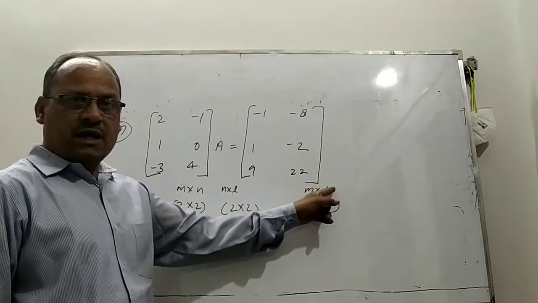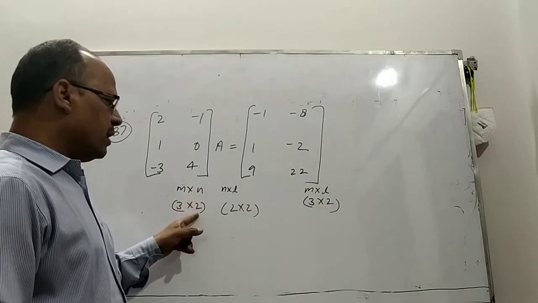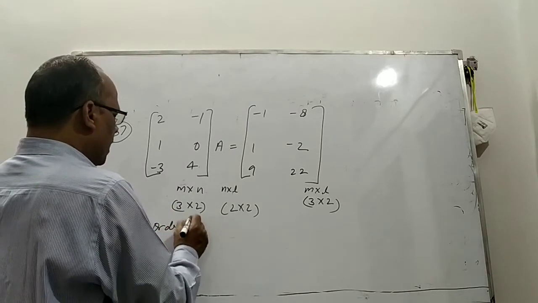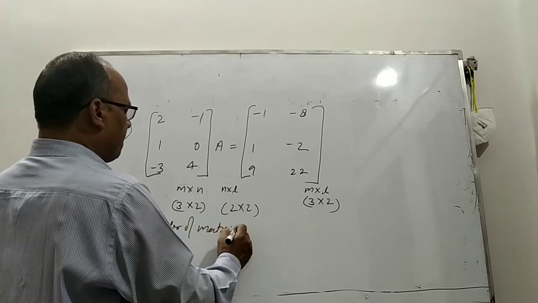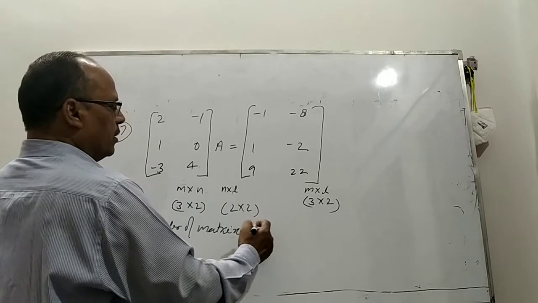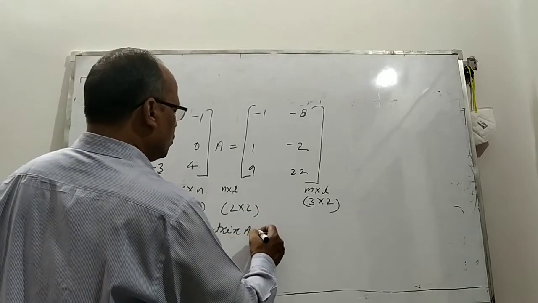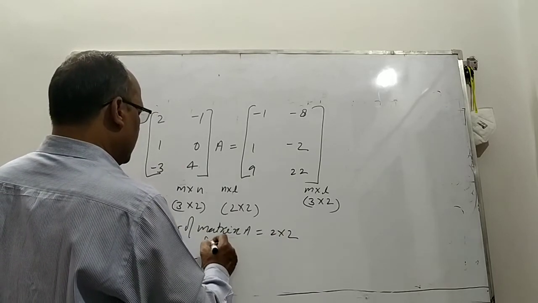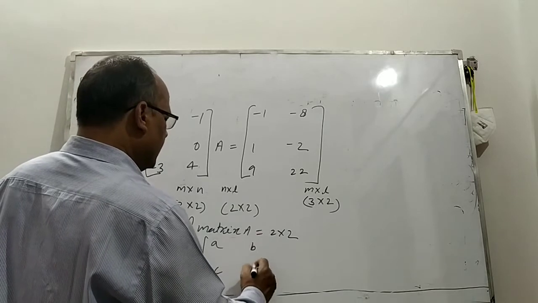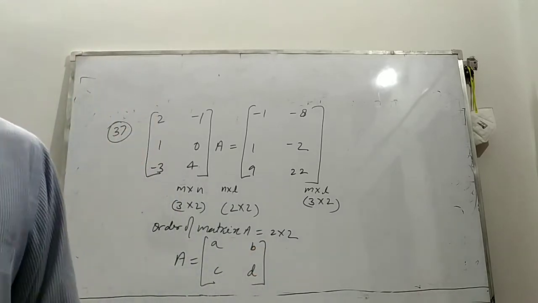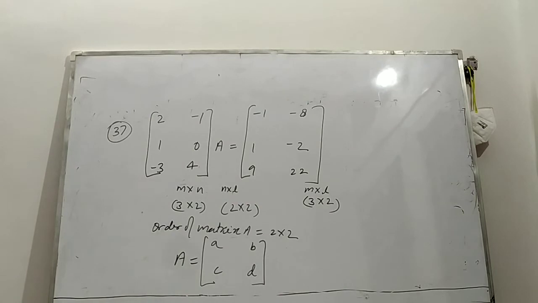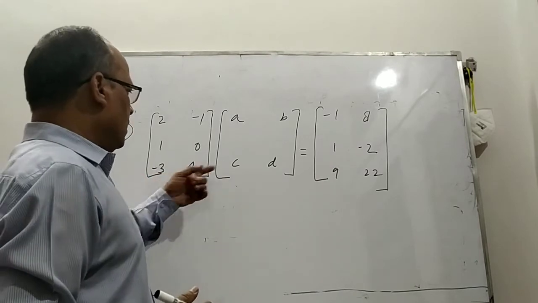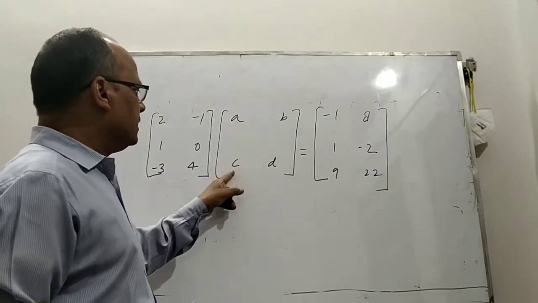Compare this: the value of l coming from here is 2, the value of n is 2, so the order of matrix A will be 2 cross 2. Clear? Then matrix A, suppose you write A, B, C, D.